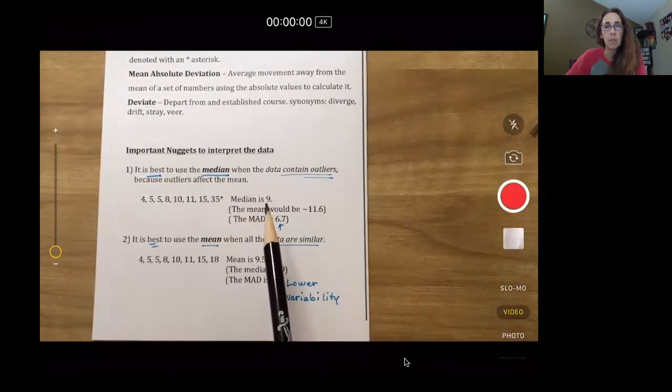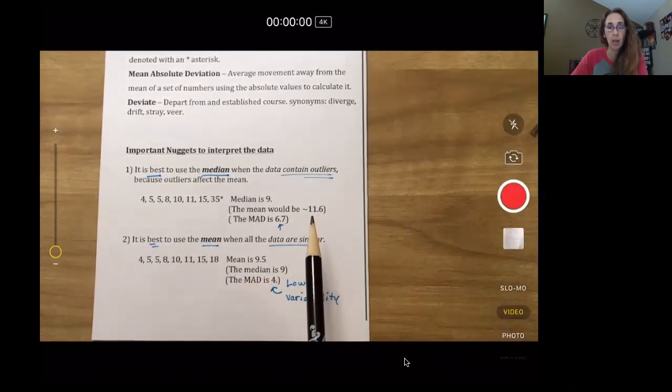If I look at it, the median is 9. If I were to actually average these, it's about 11.6. So you can see there's quite a difference. And then the mean absolute deviation is 6.7, meaning it averages 6.7 higher or lower from the mean, which the mean in itself is already higher than our median.